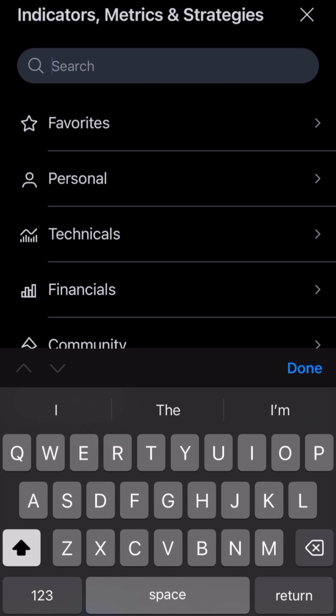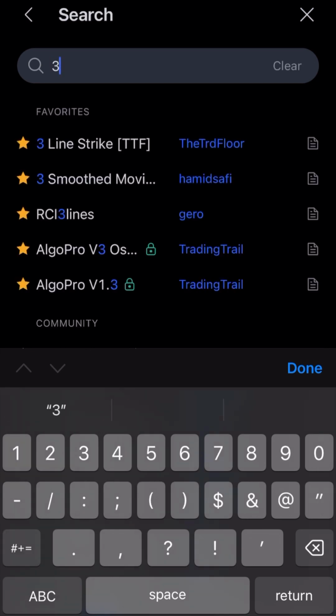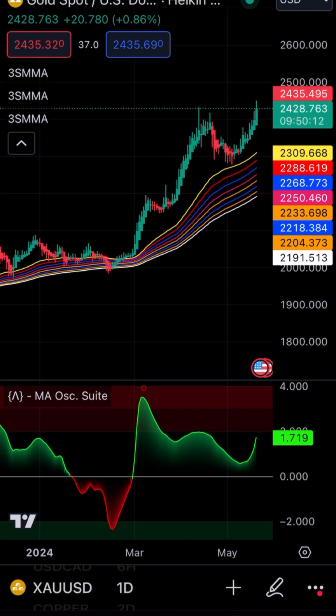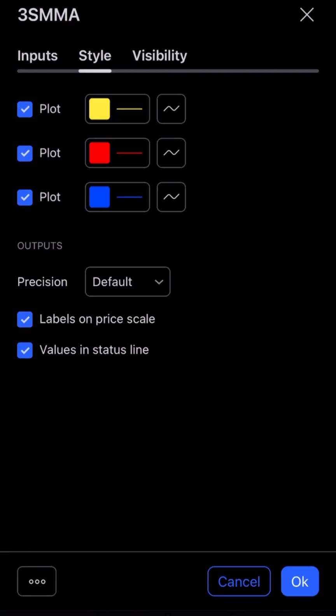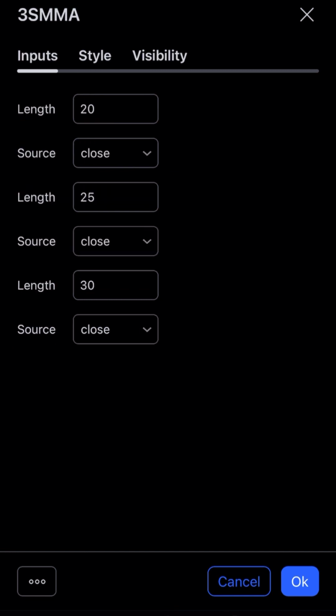go and search for three smooth moving averages. You're going to click that 3 times, and then you go in here to your settings and change it. Make sure your colors are bright. Make sure your colors stand out because you're going to have a couple here. So your inputs for the first batch are going to be 20. And 20 is the main one.